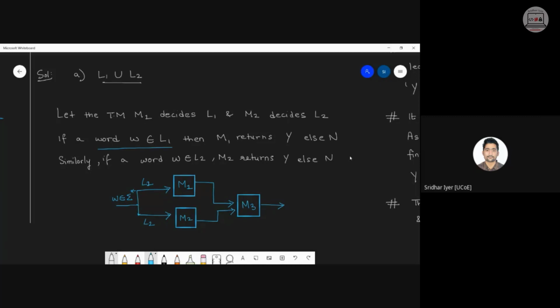Am I clear? But in this case, we are assuming that W belongs to L1, then M1 will return yes or Y. Similarly, if the word W belongs to L2, then M2 would return yes or Y. Otherwise, no. Clear with this? So let's move ahead.